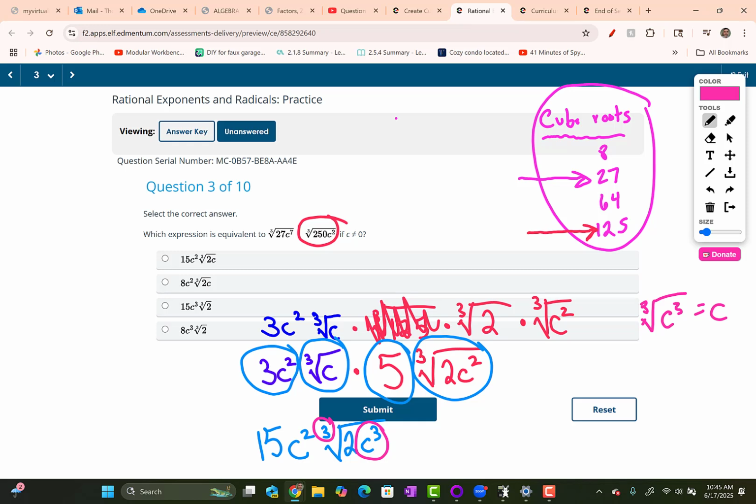So I'm just going to use my eraser because I'm out of space. We're going to take this c squared out from underneath that radical. This is still a 2. And then this c squared on the outside becomes a c to the 3rd power. Oops, not that one. This one.